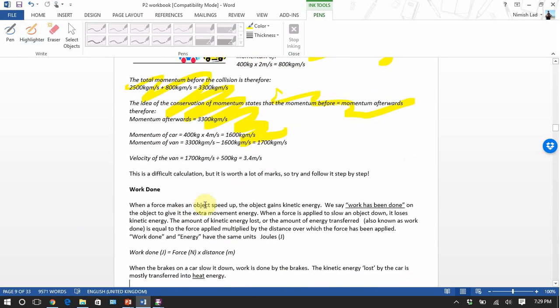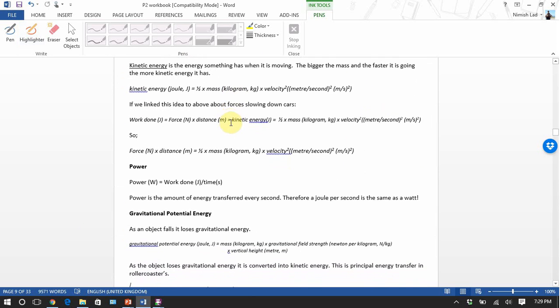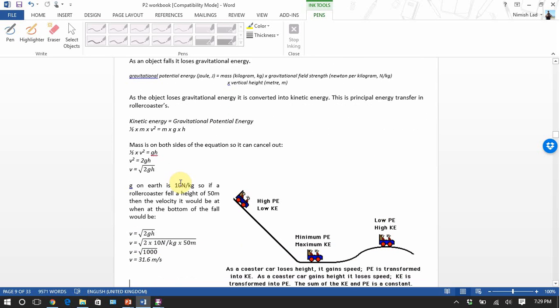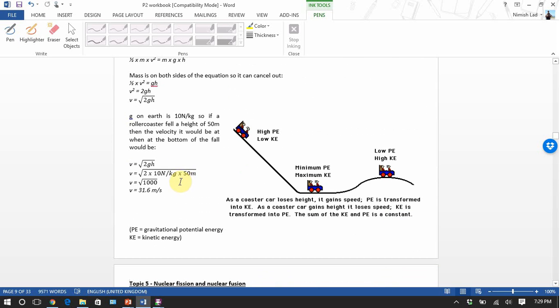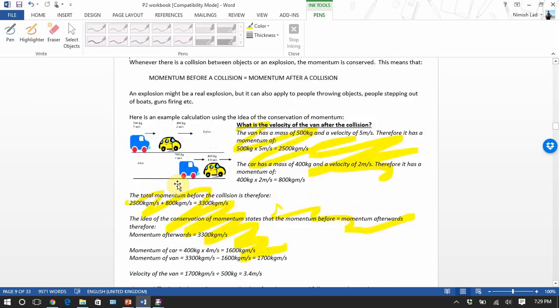And there's a few tricky things I like to ask about work done, kinetic energy and gravitational potential energy, but they're pretty straightforward ideas. I also go through how to rearrange an equation without using triangles here. So if you're happy using triangles, then use the triangles. But if you want to try to do it without, then you can follow me here. Right, so let's get cracking.